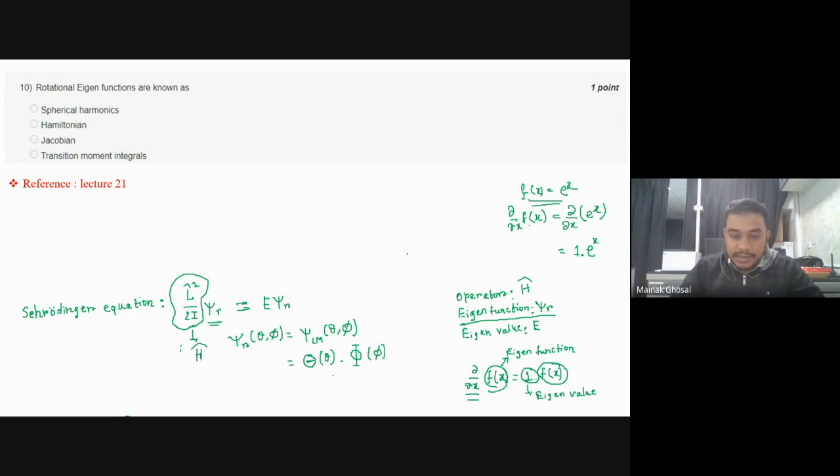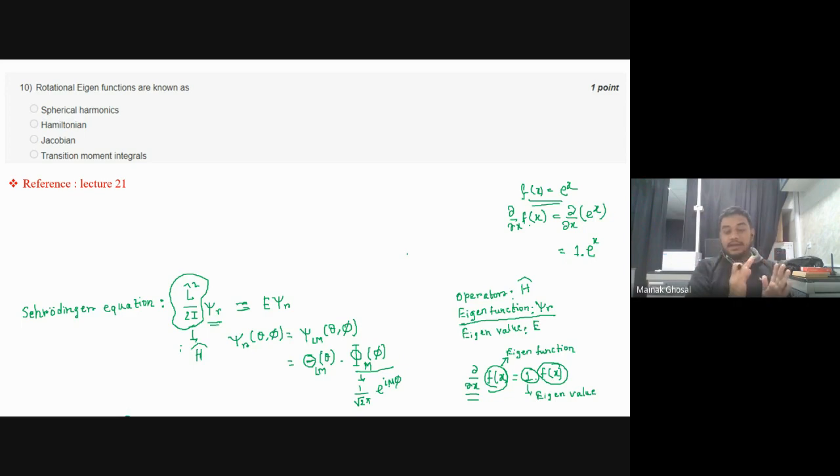This theta term will depend on the L and M values. This phi term will depend only on the M value, and it will have an expression. If you have seen the lecture, you will see it is 1 by root over 2 pi e to the power i m phi.